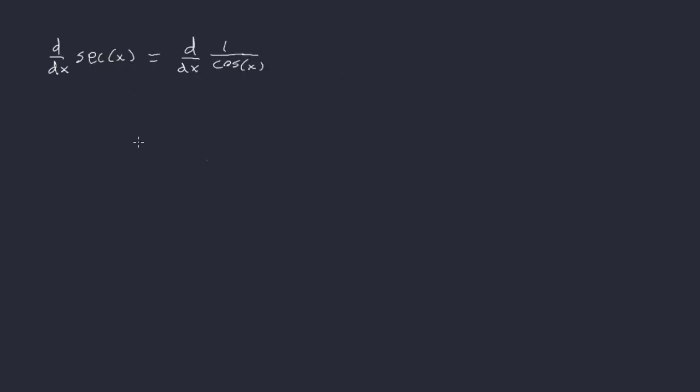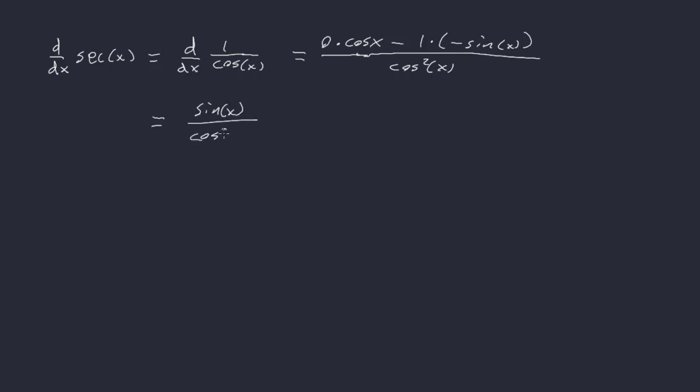All right, so to find the derivative of secant, what we're going to do instead is find the derivative of 1 over cosine, which we'll use the quotient rule for. So it will be the derivative of the top, which is 0, times the bottom left alone, minus the top left alone, times the derivative of the denominator, which will be negative sine of x, all over cosine squared x. Okay, so this ends up being, well, that negative negative gives us a sine of x, all over cosine squared x.